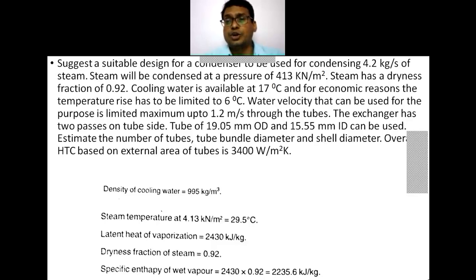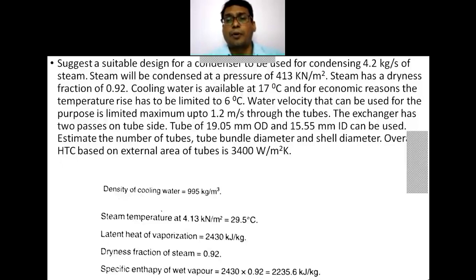Tube OD 19.05 millimeter and tube ID 15.55 millimeter can be used. Estimate the number of tubes that will be required, then the tube bundle diameter and the shell diameter. The heat transfer coefficient based on the external area of the tubes is given as 3400 watt per meter square Kelvin. So this much data is given, and in this numerical it is expected to calculate the number of tubes, tube bundle diameter, and the shell diameter.